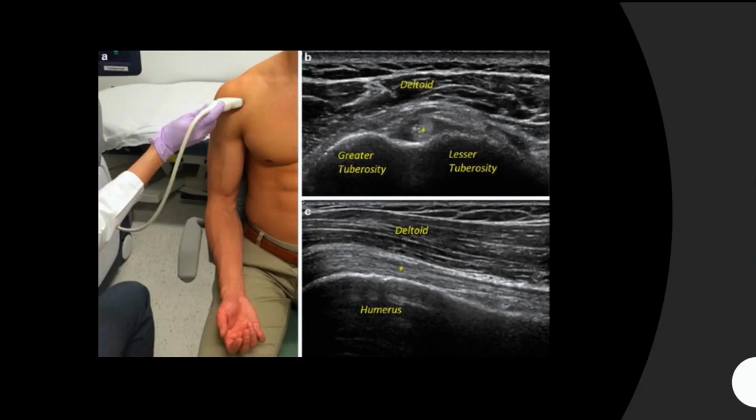This outlines the preferred patient positioning to look at the biceps tendon. Here the elbow is flexed with the forearm supinated, and on the right hand side of the screen up top you'll see a short axis view of the biceps tendon, and then below you'll see the long axis view of the biceps tendon. Next slide.